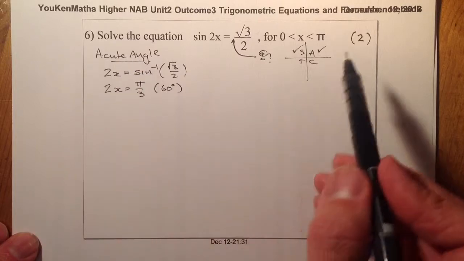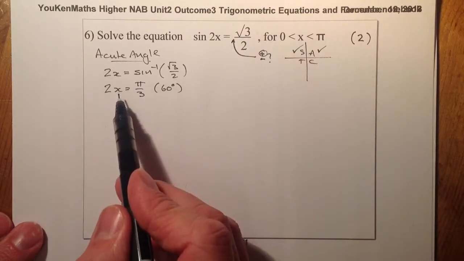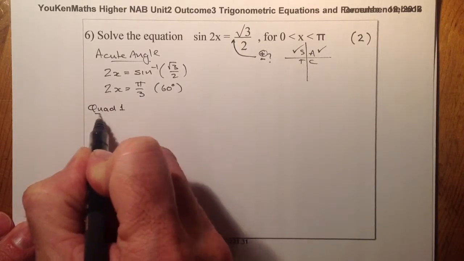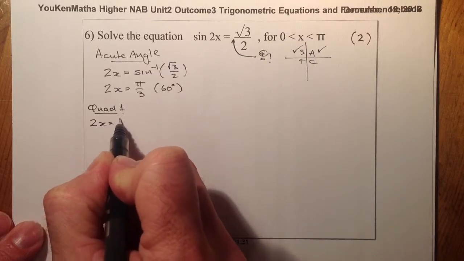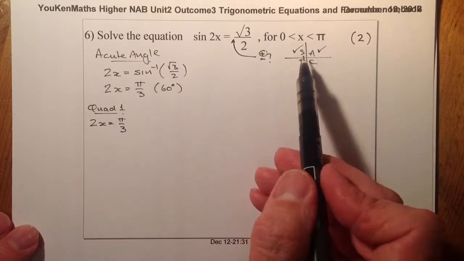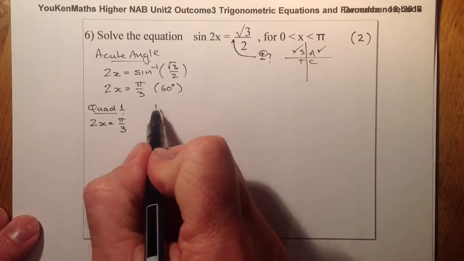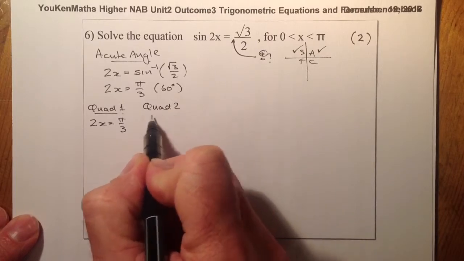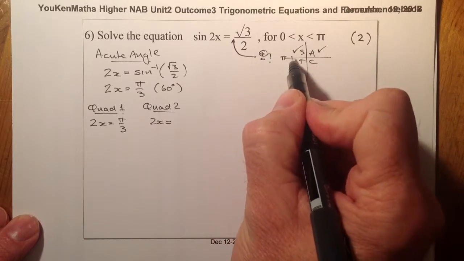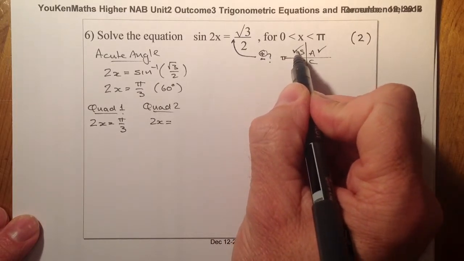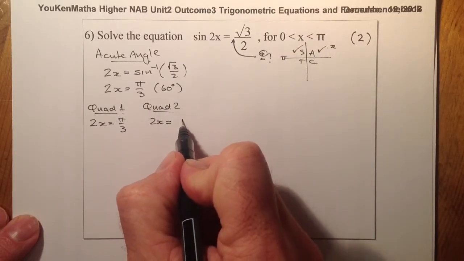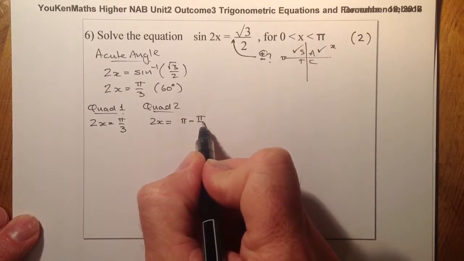So the thing is, with the acute angle, it's going to be one of my solutions, so I'm going to start with this one here. That's going to be my quadrant 1 solution. Okay, so I'm starting with 2x is equal to pi over 3. I'm going to write down on this line here my next solution as well. So my next solution is going to be my quadrant 2 solution, and that's going to be 2x equal to, and remember, in this quadrant it's going to be pi minus the angle that I worked out in the first quadrant. So that's going to be pi minus pi upon 3.